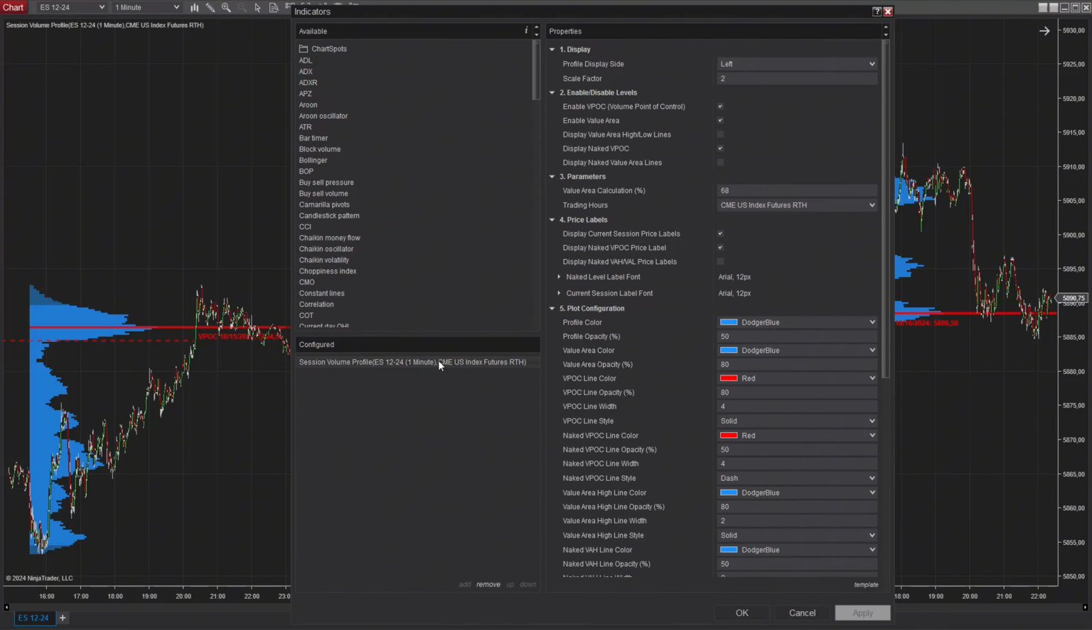So I have the session volume profile added here, and the key things to look at is we've of course enabled the VPOC, we've enabled the value area, we display the naked VPOC, which is the key level we want to use here, and another important setting is the trading hours, which in this case is the index futures regular trading hours session. This means that the profiles that are being drawn are only for the regular trading hours sessions.